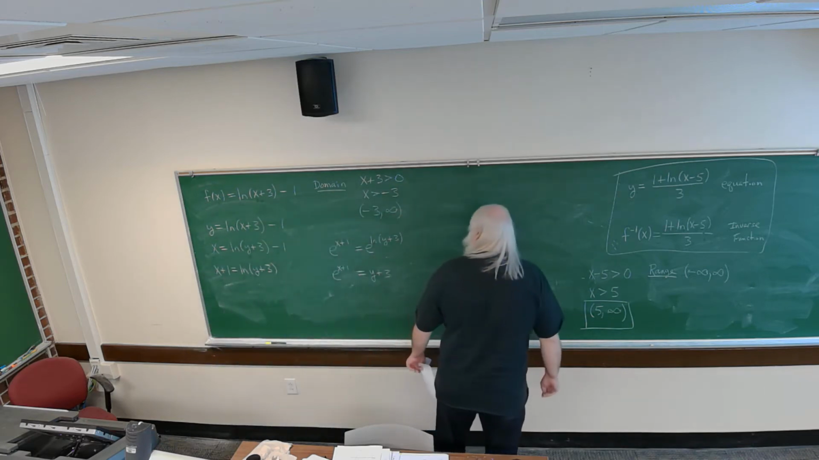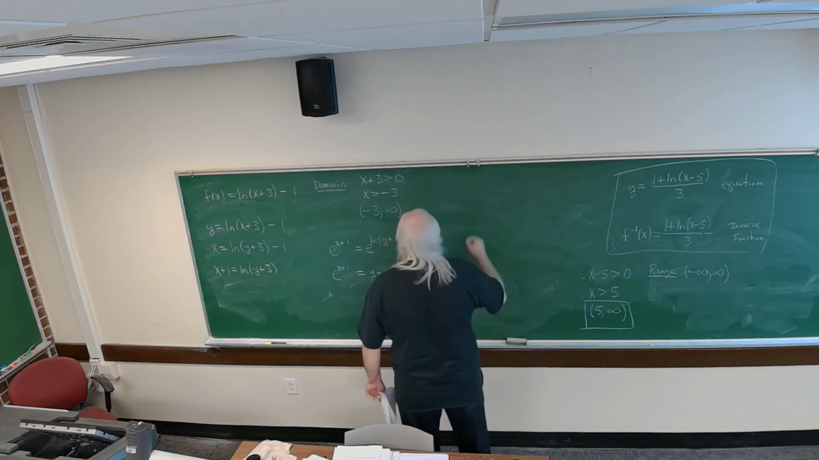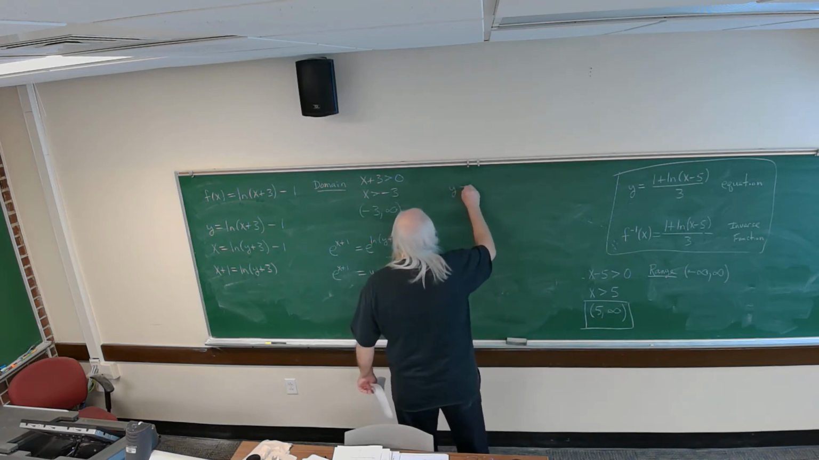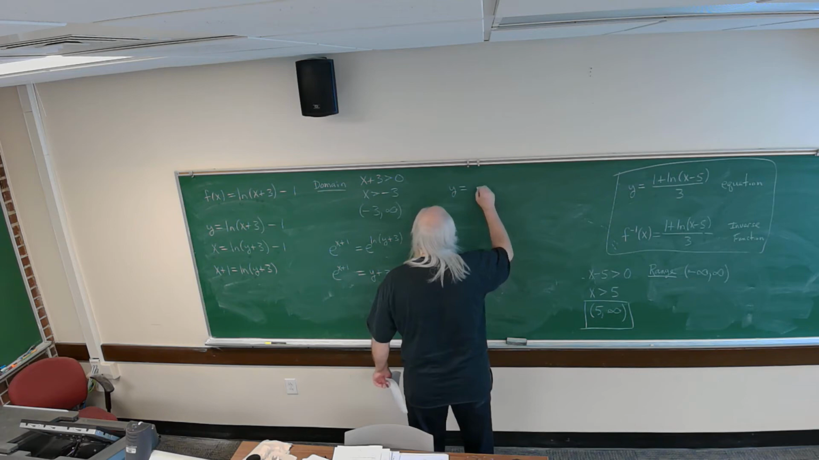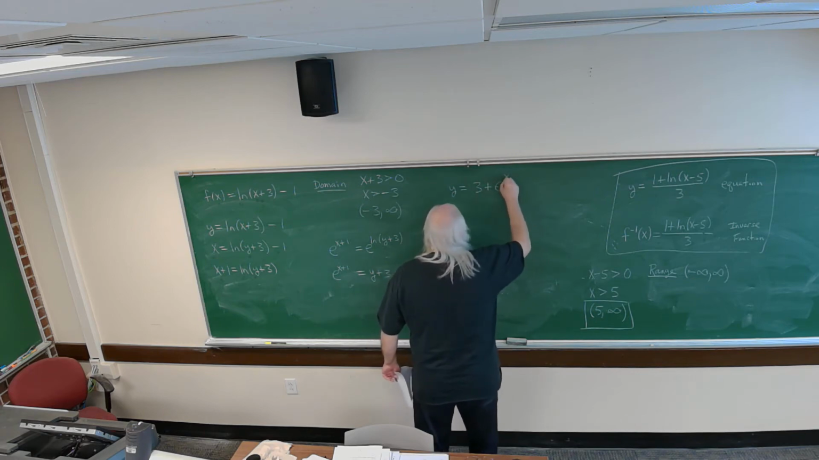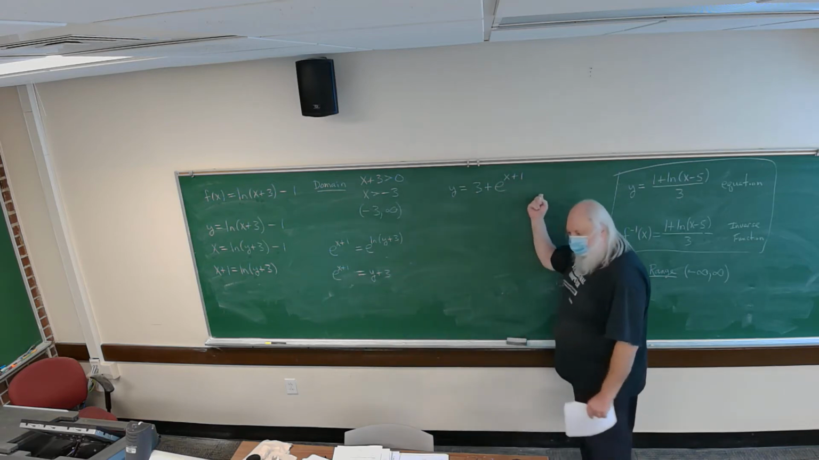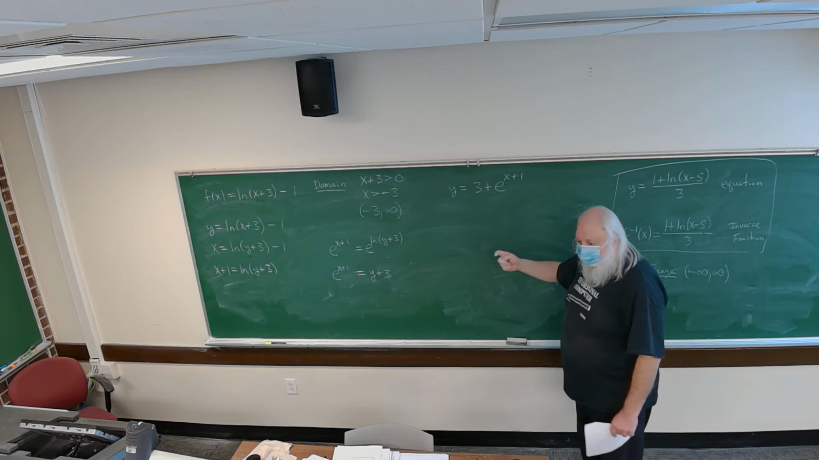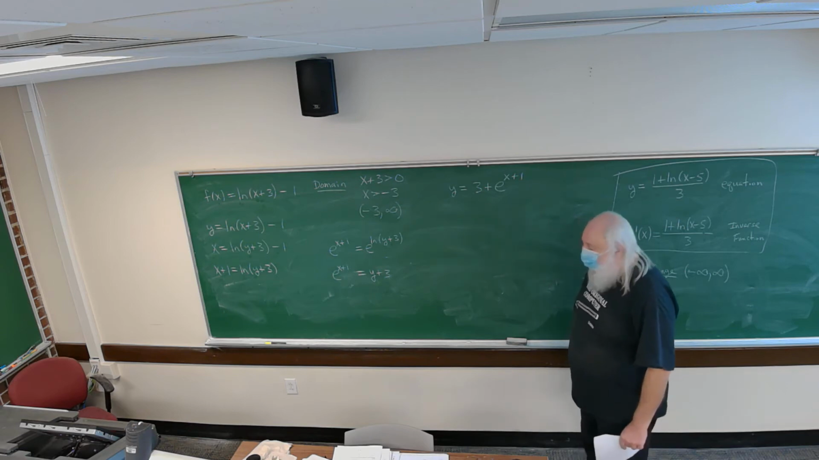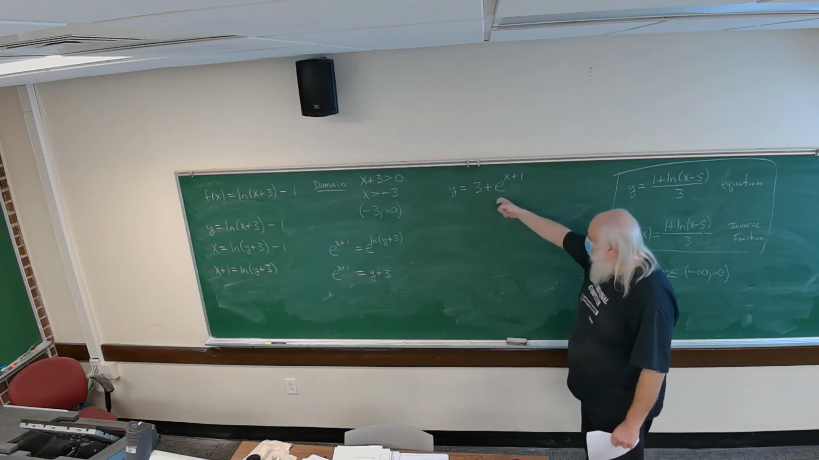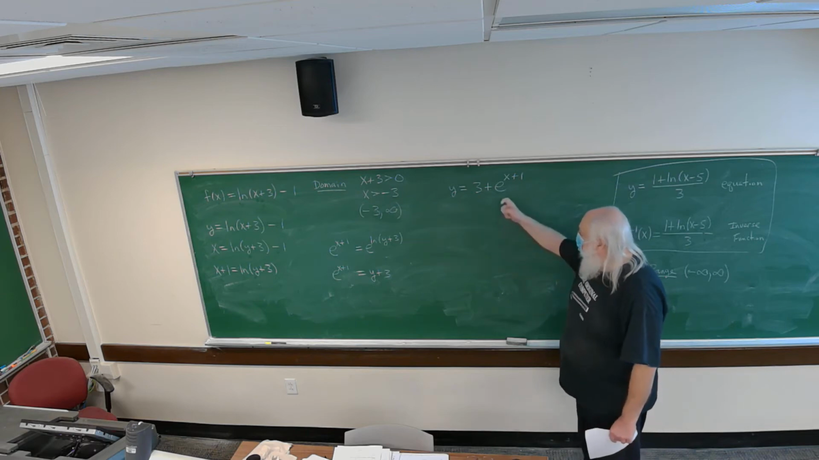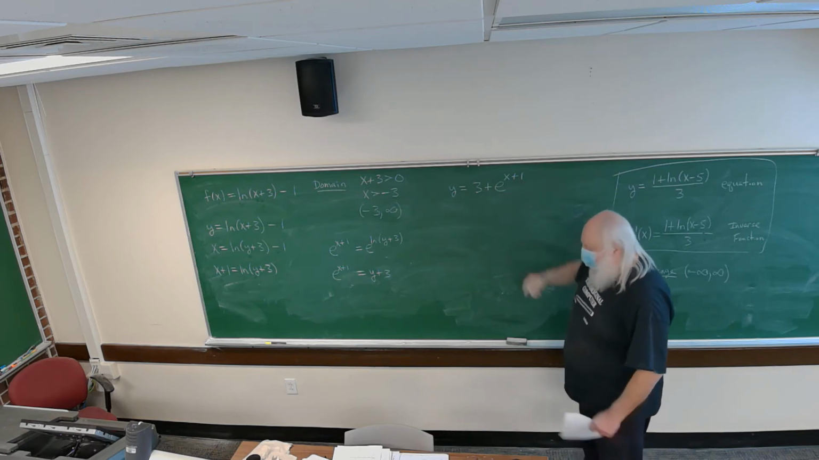So now I subtract 3 from both sides and switch both sides at the same time, and I have y is equal to 3 plus e to the x plus 1. And instead of writing e to the x plus 1 plus 3, I like to put the 3 in front so there's no confusion where the 3 is going. It's not going up in the exponent. This is 3 being added to e to the x plus 1.